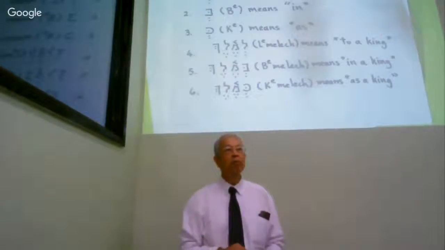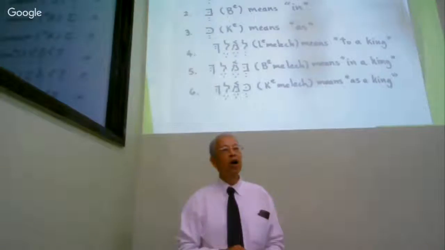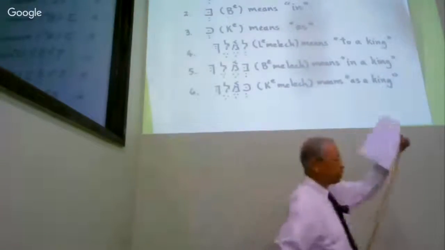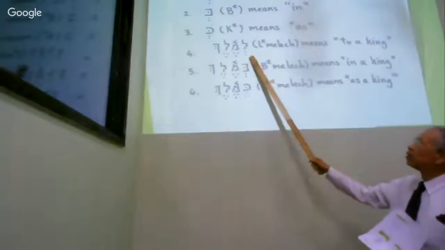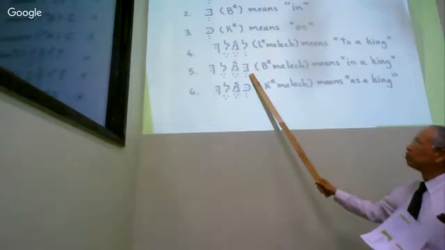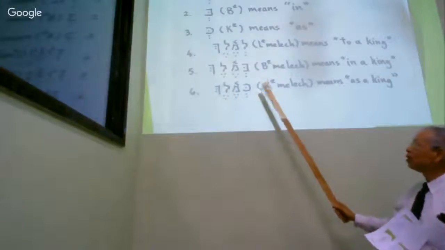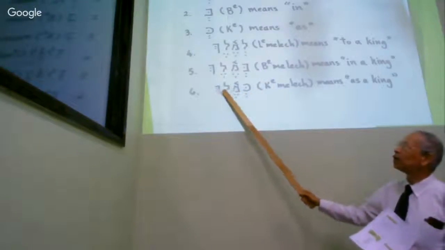So basically, we just have to memorize all of these, right? If you have that memory that you can remember it like that, that's fine. But prepositions is what we're looking at, and we're looking at how some prepositions are not separated from the word that they are governing. Like, notice that le is joined to melech. Notice that be is joined to melech. Notice that ke is joined to melech.